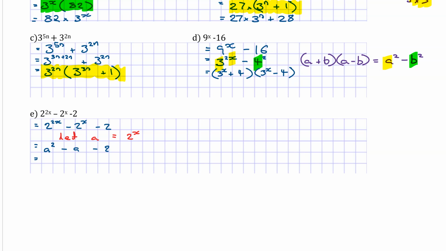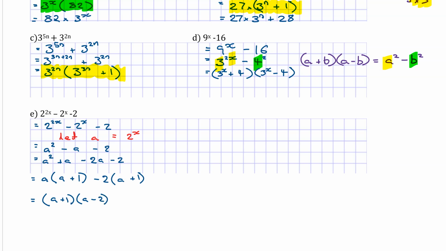We can factorize this as a squared plus a minus 2a minus 2. Then taking out common factor, we can go a plus 1. Then we can take out minus 2, a plus 1. And then we find our factorized form is a plus 1 times a minus 2.